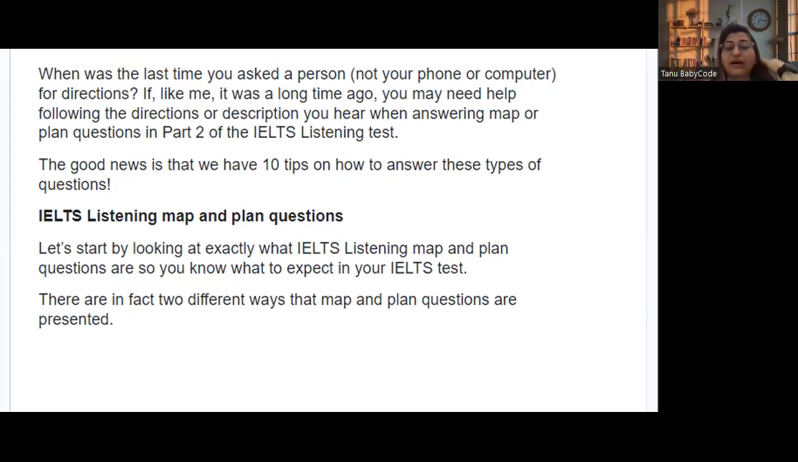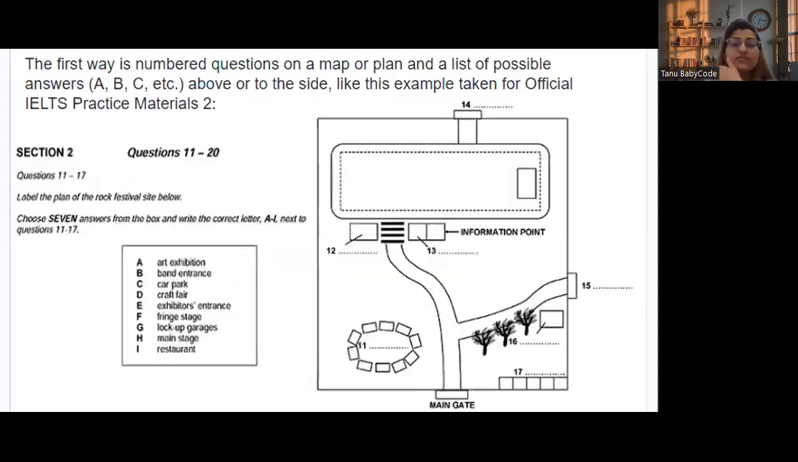IELTS listening map and plan questions. Let's start by looking at what exactly IELTS listening map and plan questions are, so that you know what to expect in your test, right? There are two different ways that the labeling questions are presented. Let's have a look at the first way.